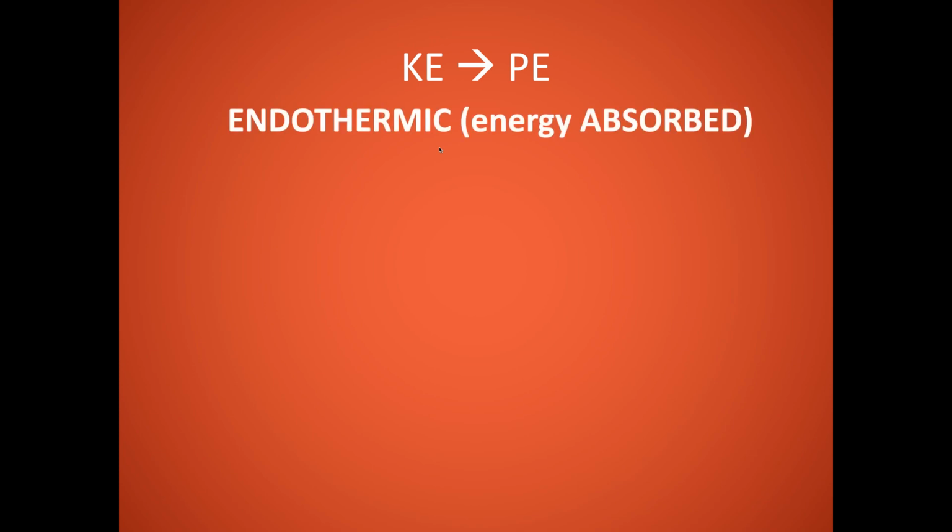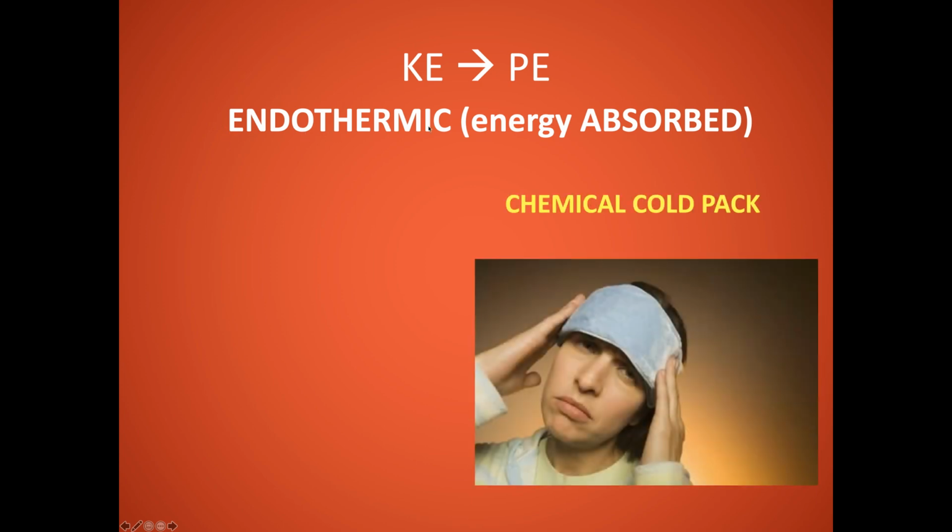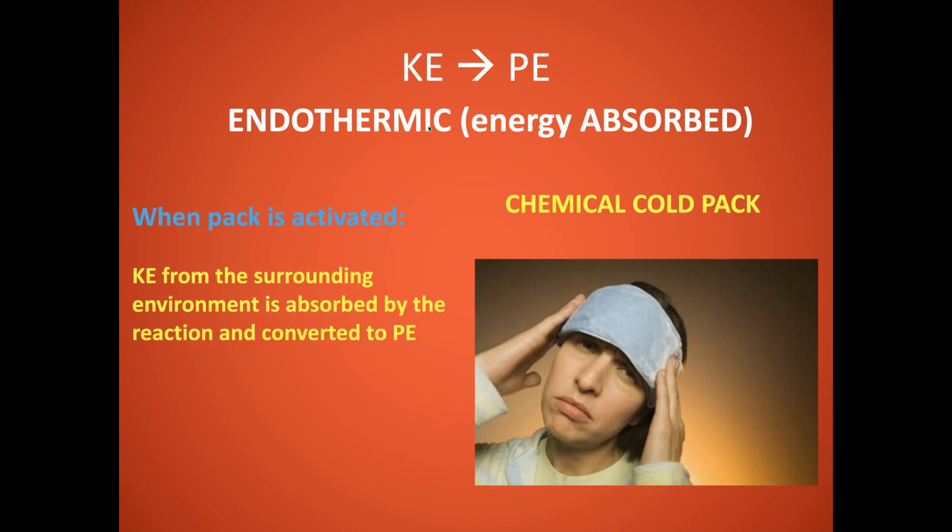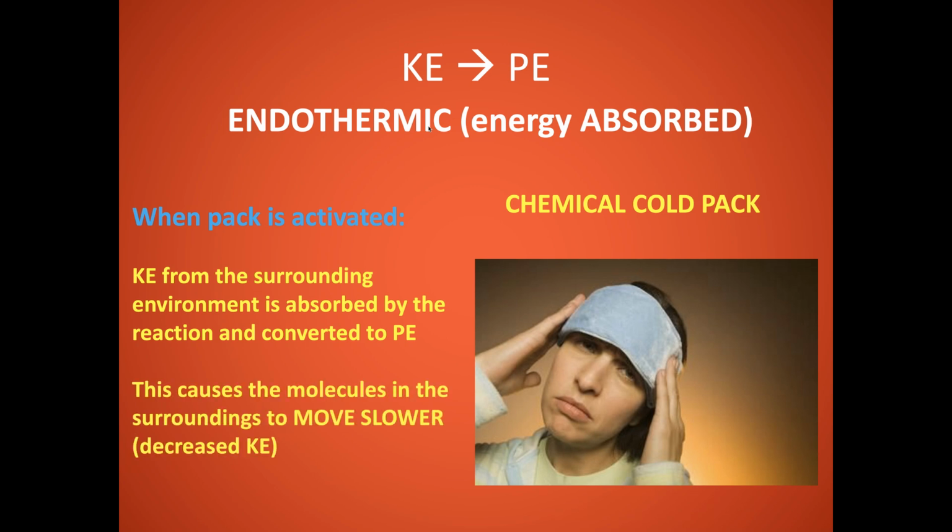The other way, kinetic to potential, where we take energy that's moving and then we store it, we kind of cram it into a suitcase, is called endothermic. We're putting energy endo, into a stored state. So, in the case of a chemical cold pack, what's happening is kinetic energy from the surrounding environment is absorbed by the reaction and converted to potential. And this will cause the molecules in the surroundings to move slower.